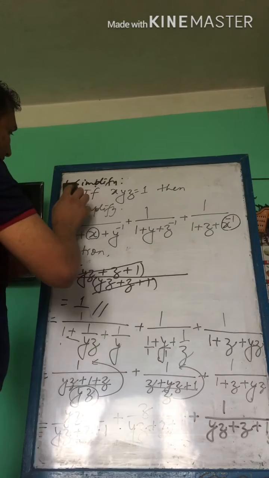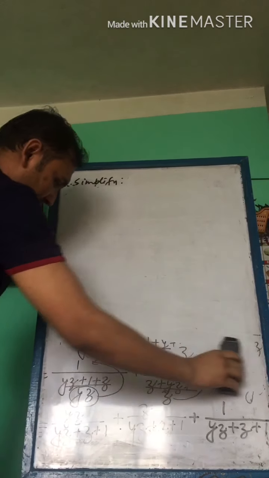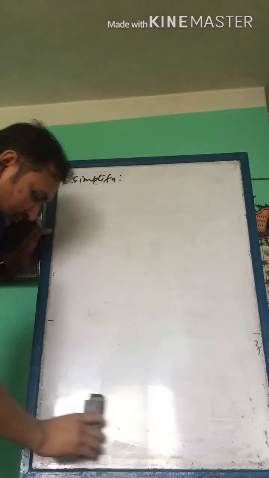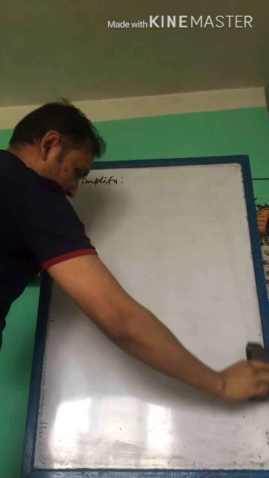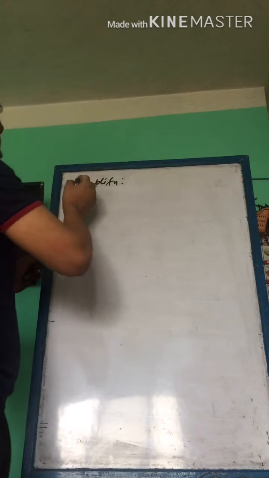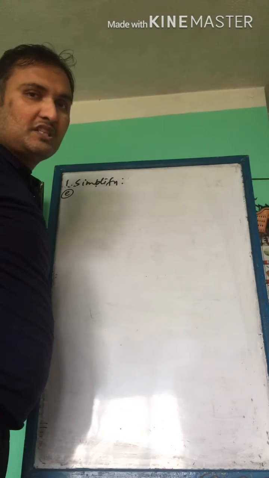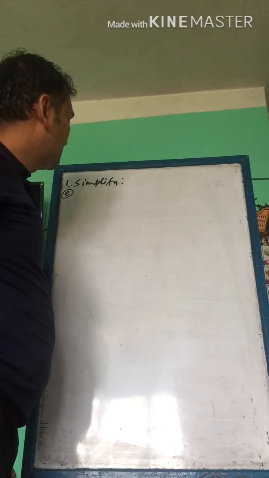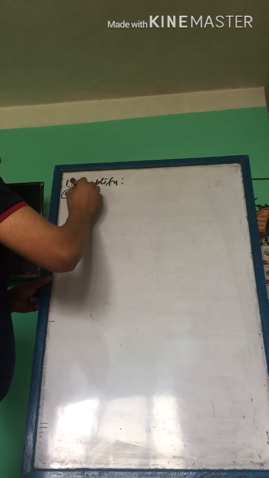Okay, now let us go to the next type of question. Now here also you will be asked to simplify these indices. Okay, now let us see the question. x square plus 1 upon x square, sorry.